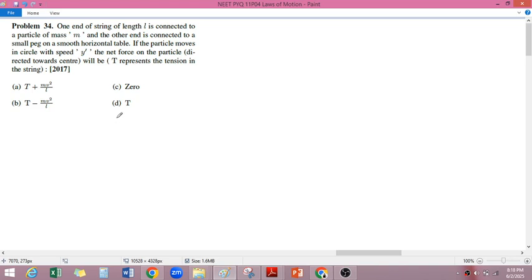One end of the string of length L is connected to a particle of mass m. The other end is connected to a small peg on a horizontal table. The English might be slightly confusing. Peg means it's something like a stand, like a vertical stand. So the string of length L is connected to a particle of mass m, and the other end is connected to a small peg. Maybe it is connected over here.